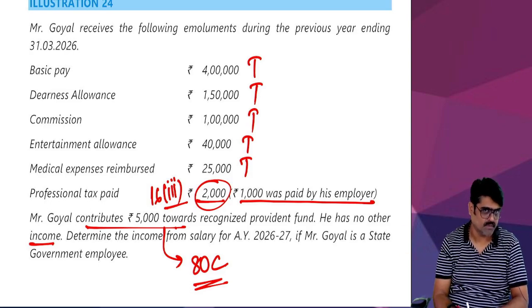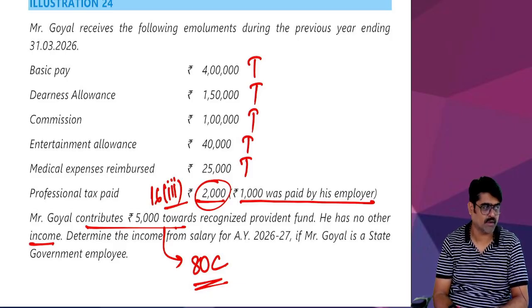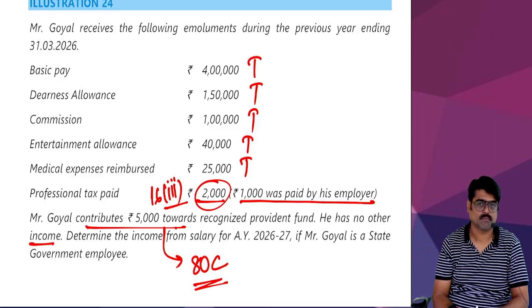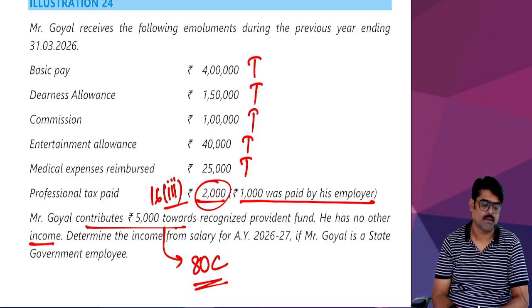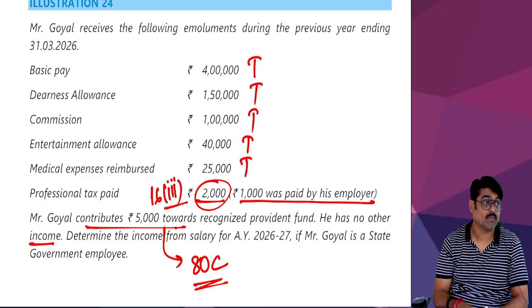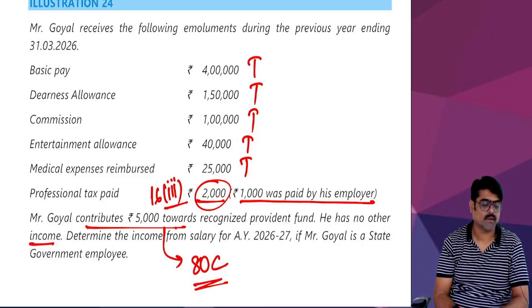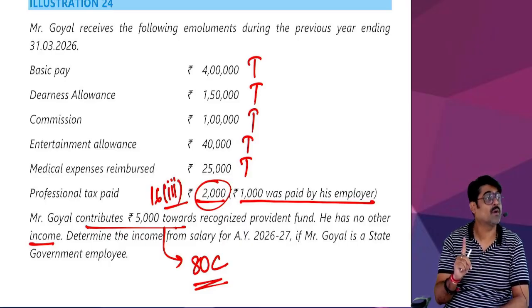Okay, first one, outer column 4 lakhs. Second one, outer column 1,50,000. Third one, outer column. Next one, entertainment allowance, outer column. But don't forget to take the deduction under 16 clause 2 later on. Yes or no? Then next one, medical expenses reimbursed, outer column 25,000. Professional tax paid by the employer on behalf of Mr. Goyal 1000. Okay, no?